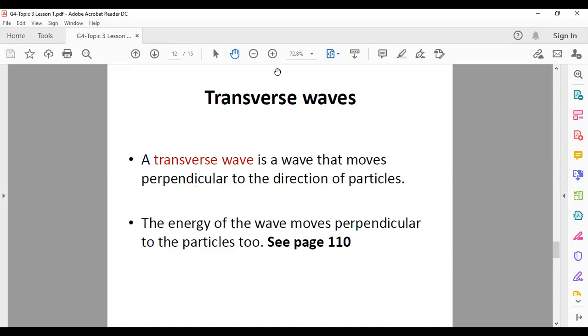A transverse wave is a wave that moves perpendicular to the direction of the particles, like this. This is like in math, when we say that this line is perpendicular to this. For example, suppose that these are the particles of matter. The waves move like this, and the particles are here. These are the transverse waves.